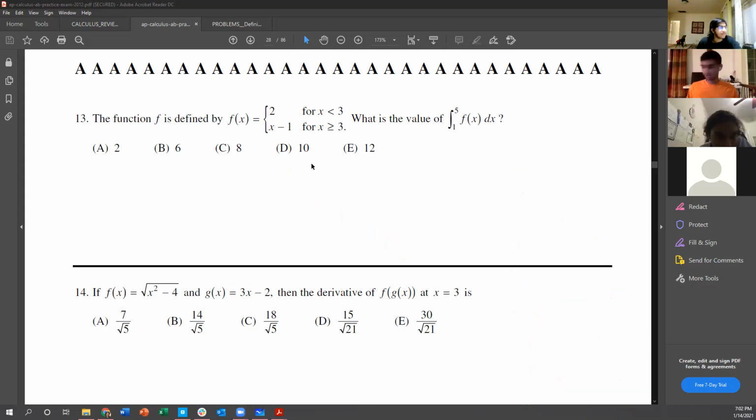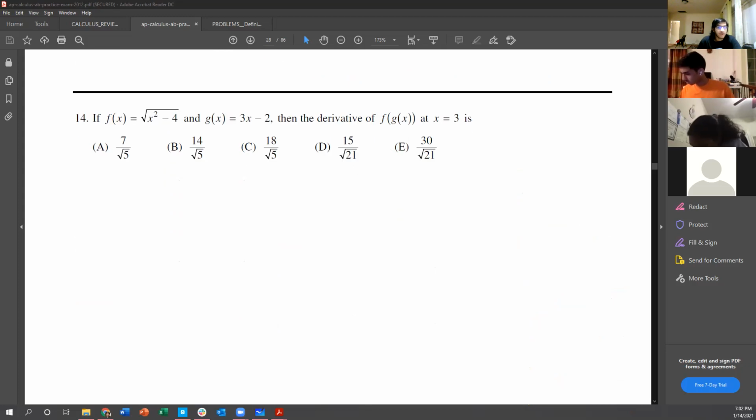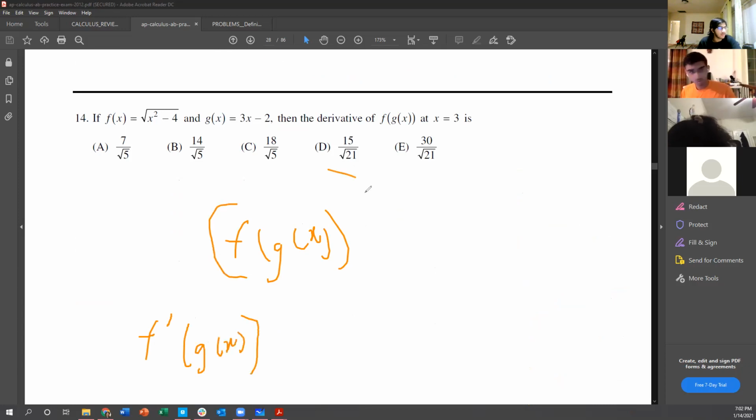All right, good. If f(x) equals square root of x squared minus 4, and g(x) equals that, find the derivative of f of g of x. This is a classic chain rule problem. The derivative of this would be f prime of g of x times g prime of x, right? So if I'm trying to figure out this value at x equals 3, I can plug in a 3 here.